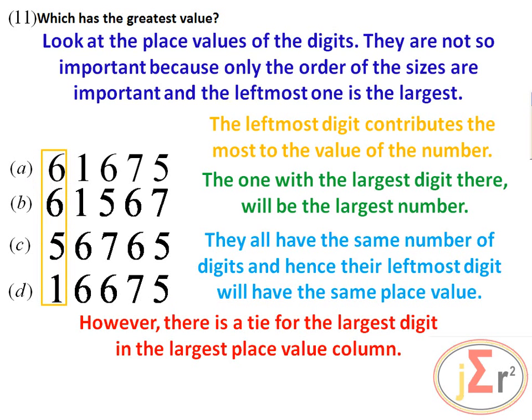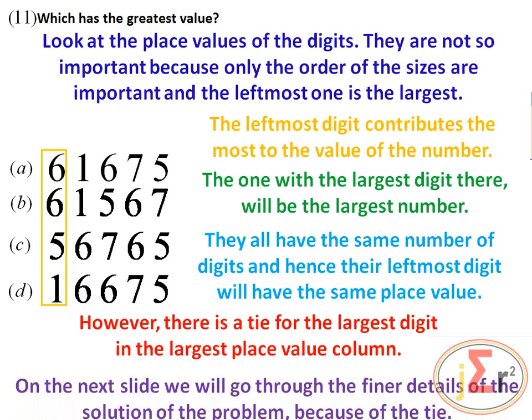Based on that, although Jerry told me that the largest number is 61,675, which is correct, we cannot come to the conclusion based on the leftmost digit, although if we could single out the largest leftmost digit, then that would represent our correct answer. But we have a tie.